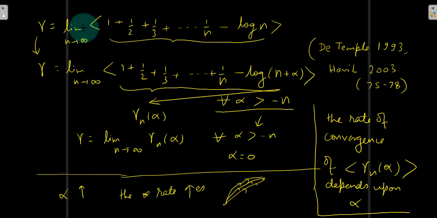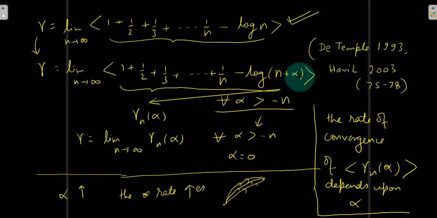But the most important point you have to take from here is that for this Euler constant, which you have already studied, which is the limit of this sequence, if you are taking log n plus alpha instead of log n, then still it is okay. But alpha should always be greater than minus n. So you can easily take alpha as 0, 1 by 2, or you can take alpha as 1 also.